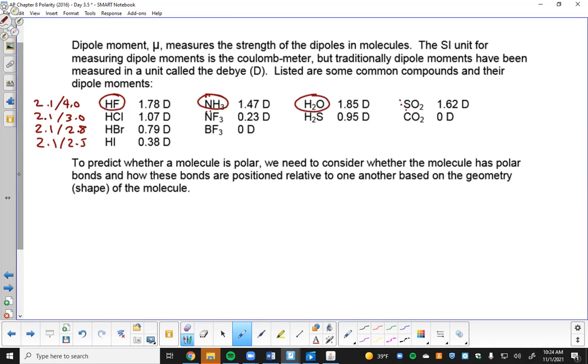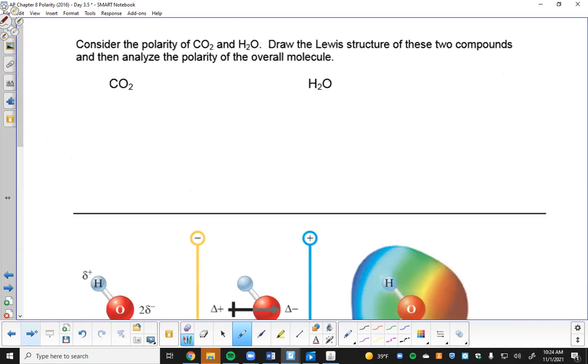To predict whether a molecule is polar, we need to consider whether the molecule has polar bonds and how these bonds are positioned relative to one another based on the geometry or the shape of the molecule. Because knowing that the bonds are polar is one thing, but they could cancel each other out and make for a non-polar molecule. So that's what we're going to do with this. We analyze the polarity of a molecule essentially the exact same way we do in first year chemistry. We look for a couple attributes to figure out if it's polar or non-polar.